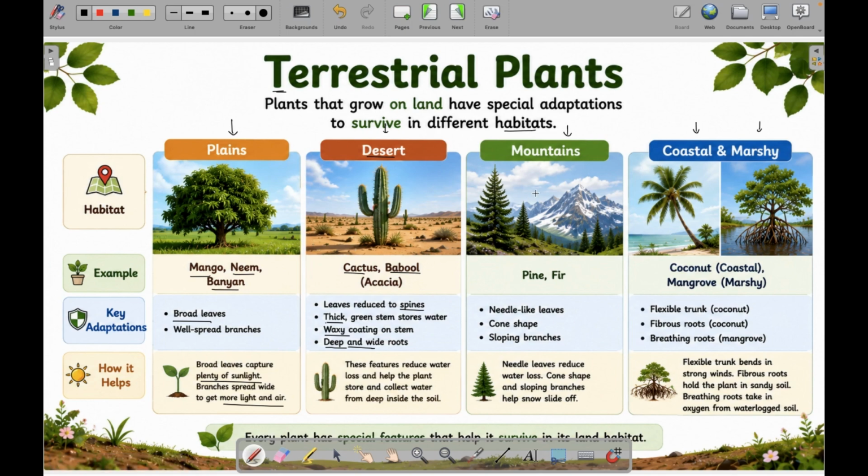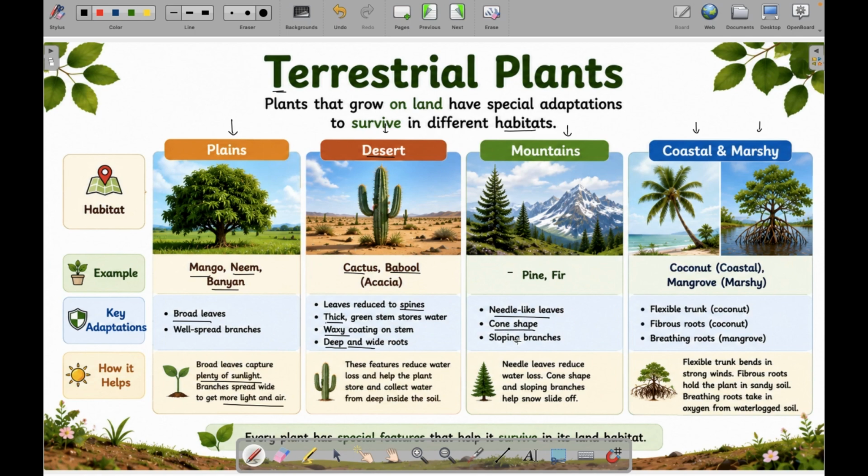Next we have mountains. So mountains are characterized by very cold climate and they are often accompanied by snowfall, right? What are the types of trees that we see in mountains? They are pine and fir tree, right? What are the adaptations plants are required to have in such a cold climate? The first type of adaptation is needle-like leaves. So they have needle-like leaves to minimize water loss.